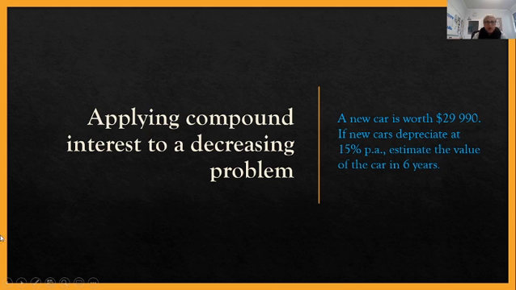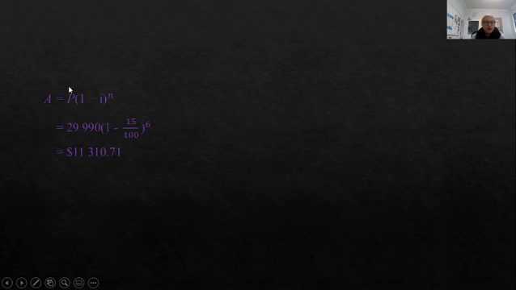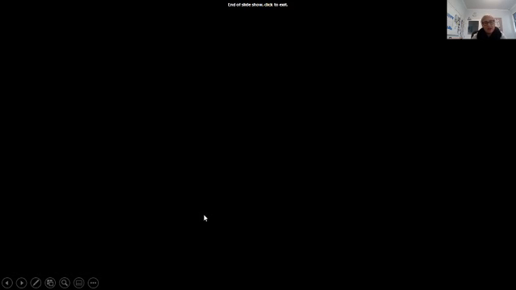If we now apply this to a decreasing problem, you've got a new car which is $29,990. If new cars depreciate at 15% per annum, estimate the value of the car in 6 years. So we put in our formula. Our principal is the value of the car, 1 minus, remember, we take it away, 15 over 100 because it was 15%, to the power of 6 for 6 years. And we get $11,310.71.